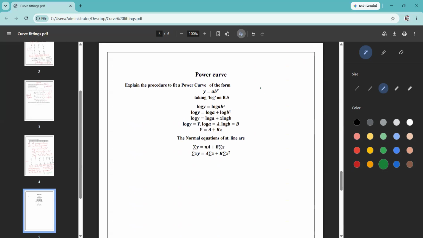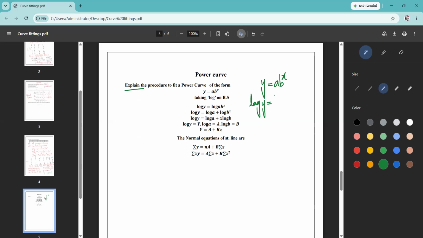Now next we have the power curve. Power curve means a b to the power of x, or sometimes b a to the power of x. Both are the same, only power curve. Here I am explaining the procedure of how to fit: I am taking log on both sides.